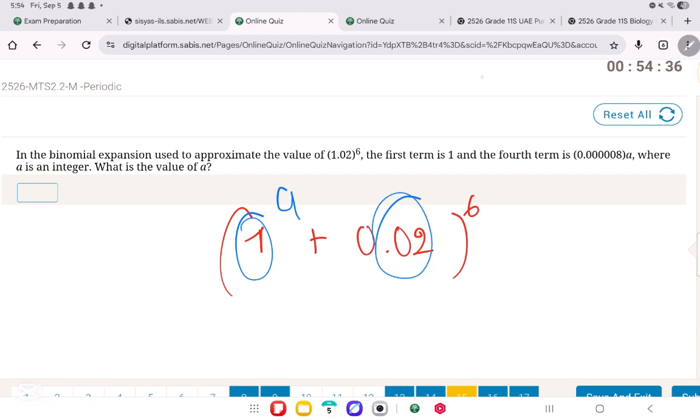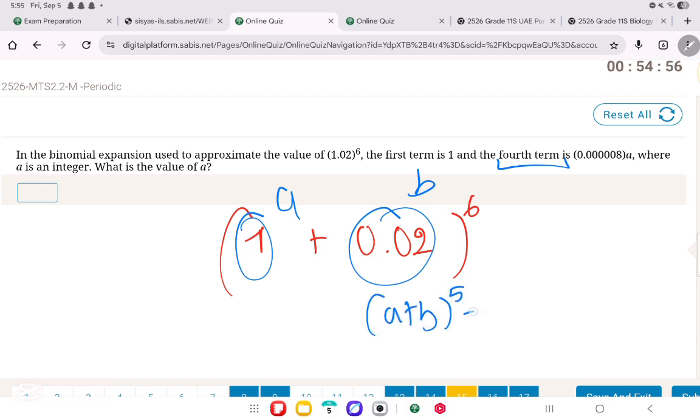And we also have our b. Now, in this case, they want us to find the fourth term. Do you want to use Pascal's triangle? It's up to you. Let us use Pascal's triangle. If you remember, we did (a + b) to the power of 5. It was 1, 5, 10, 10, 5, 1.